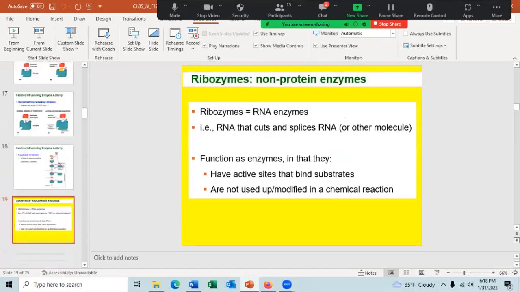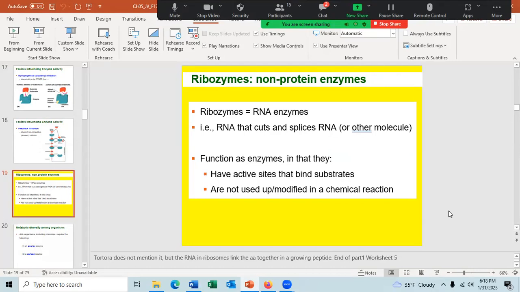All right. I want to talk a little bit about ribozymes. I mentioned earlier that proteins make most enzymes. And if we have an enzyme, it's most likely a protein enzyme. However, not all enzymes are protein enzymes. There are a few enzymes which are made of RNA.